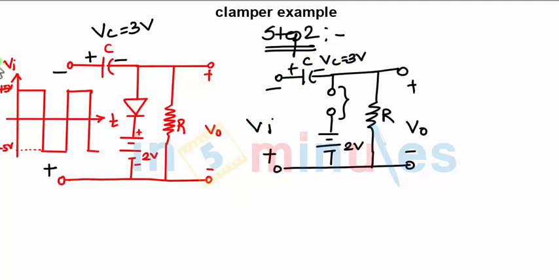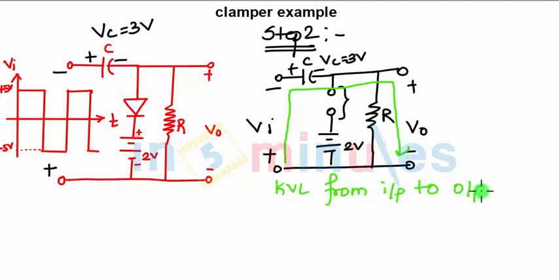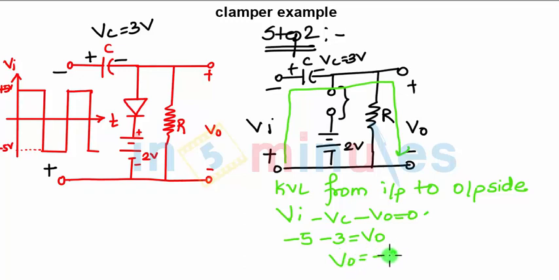When you apply KVL, from which point to which point? From this point till the output voltage, because we want to find the output voltage in the next half cycle. So we are applying KVL from the input side to the output side. What will be the equation? VI minus VC minus VO equals 0. Now VI in this case is minus 5, VC is 3, so VO equals VI minus VC. So you'll get VO as minus 8 volts in the negative half cycle.